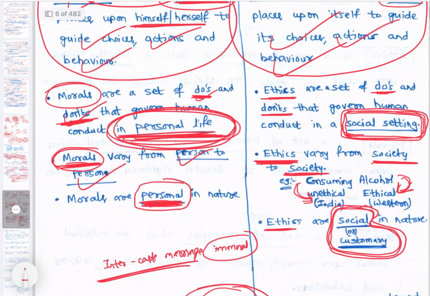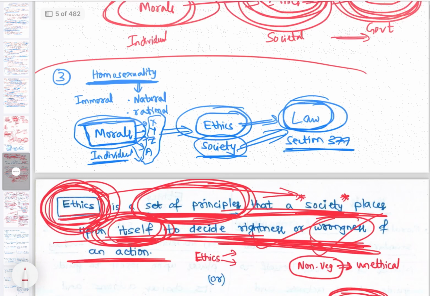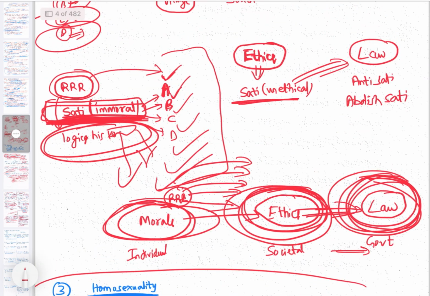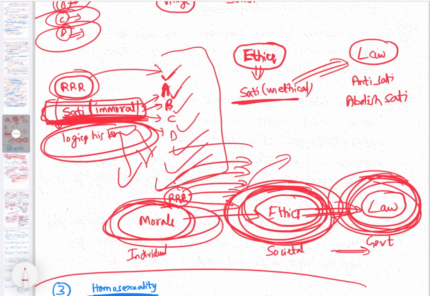So ethics can also change, it can change. We have seen how Raja Ram Mohan Roy changed the ethics of society, but it is difficult because you need to change a group of individuals, not one individual. Changing one is easy, okay, changing a group is difficult.